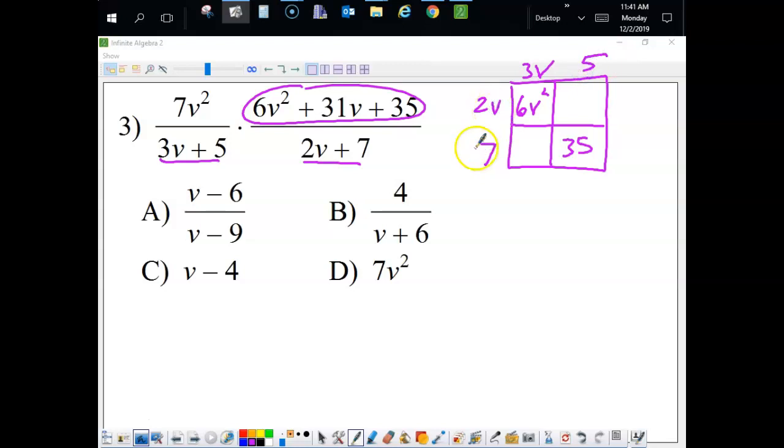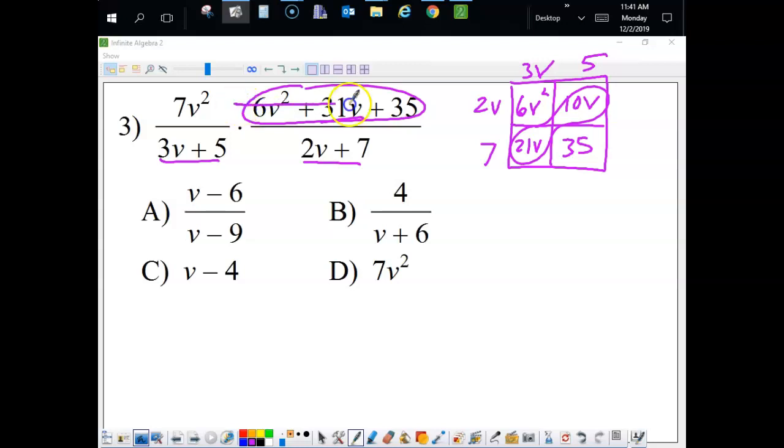Notice the 2v and 7, 3v and 5. All right. Let's see if this actually works, though. 2v times 5 is 10v. 7 times 3 is 21v. And sure enough, these add up to make the middle, 31v. So we've got our result here.